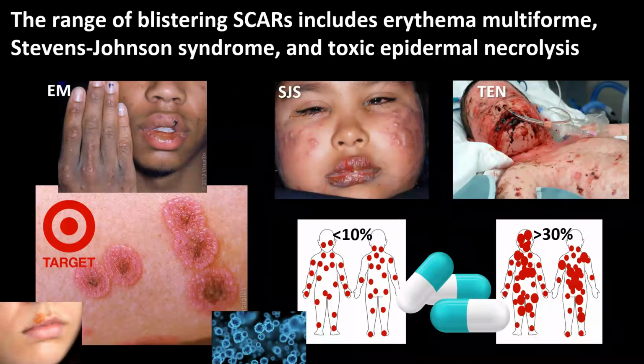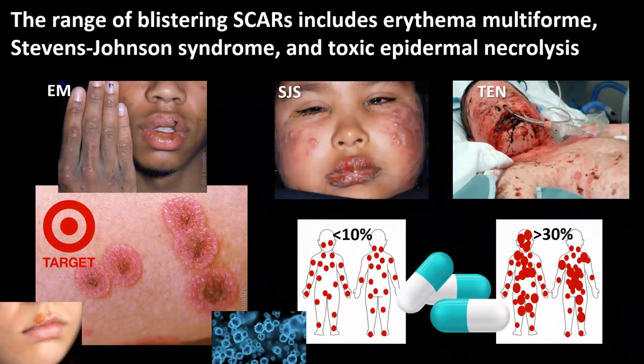When we talk about blistering SCARs, we're talking about the conditions described as erythema multiforme, EM, Stevens-Johnson syndrome, SJS, and toxic epidermal necrolysis, TEN. At first glance, these conditions might look a little difficult to tell apart, but I'll summarize for you what we discussed in our manuscript and what's known from the literature.